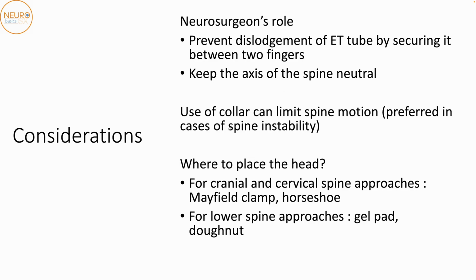If you have any concerns about spine instability or you're operating for spine instability, you can use a hard cervical collar to limit some spine motion. Once you have positioned the patient prone, there are multiple places where you can keep the head. For cranial and cervical spine approaches, we can put it either in a Mayfield clamp or a horseshoe. But for lower spine approaches, we want to put it onto a gel pad or a donut.